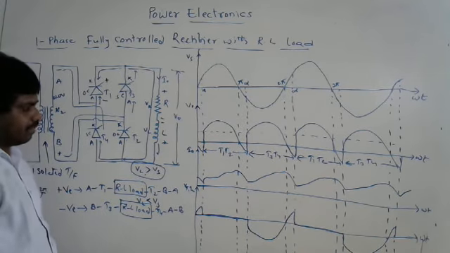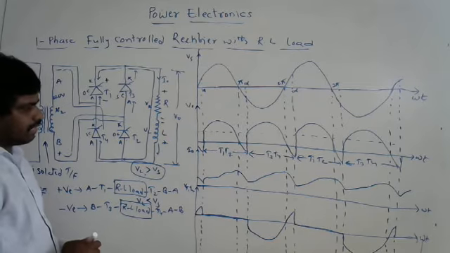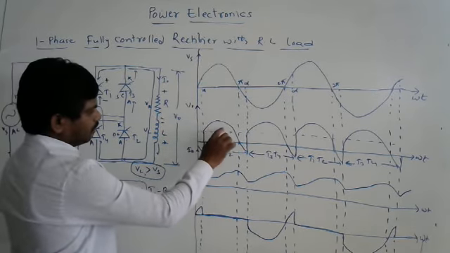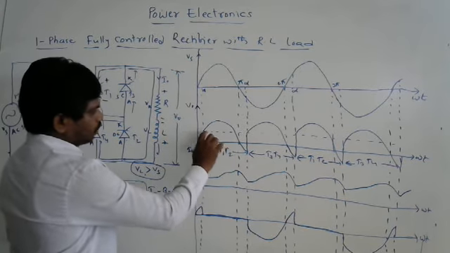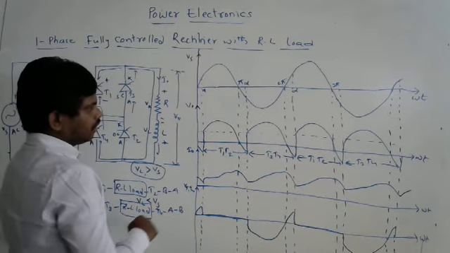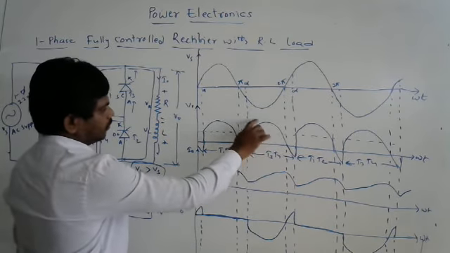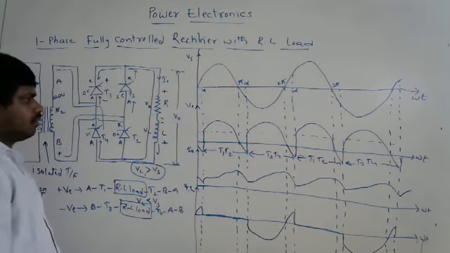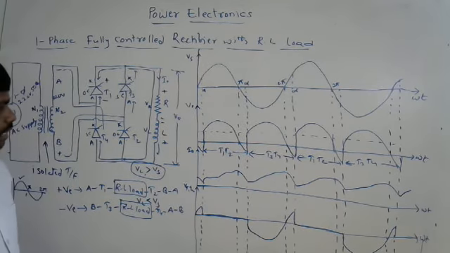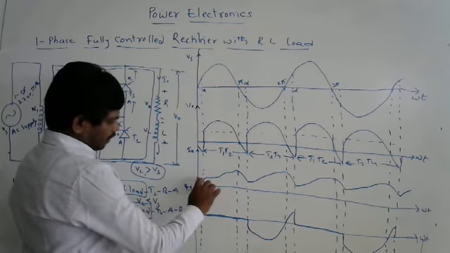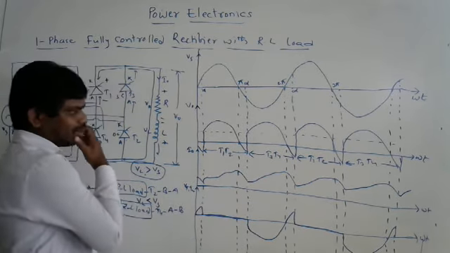So what is the disadvantage? Look at this. This is the positive half cycle. Positive voltage we are getting, negative voltage also we are getting. For the negative half cycle of the input supply, we are getting both positive and negative voltage, whereas the current is positive only. Increment, decrement, but it is positive.